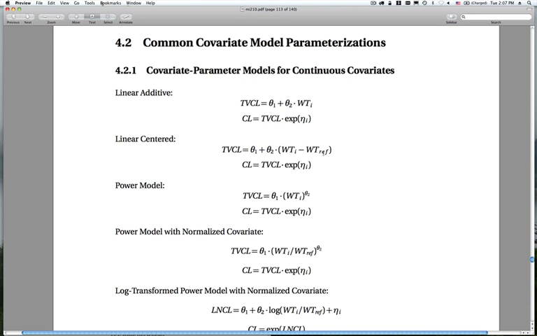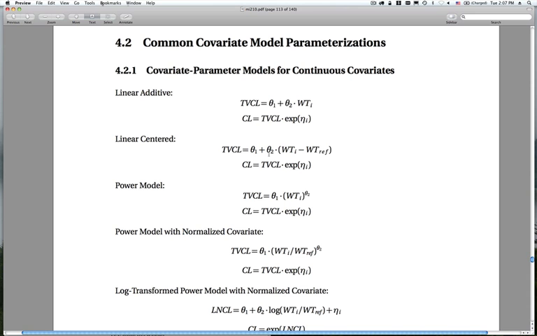It also makes interpretation of the parameters a little bit more straightforward, so that when weight for the individual is equal to the reference weight, this term becomes 0, which drops the effect, and so theta1 can be interpreted as the clearance for the individual with weight equal to the reference weight. So that has some advantages, and it allows a little bit more stable estimation of that slope and intercept term.